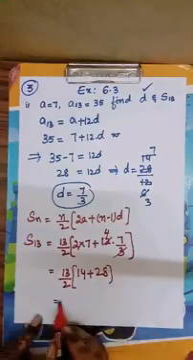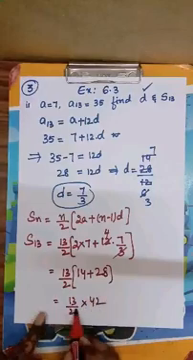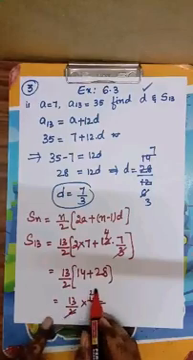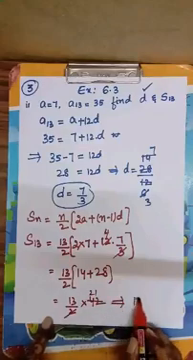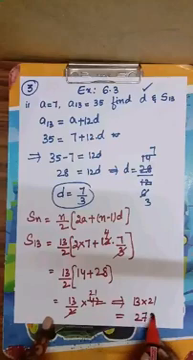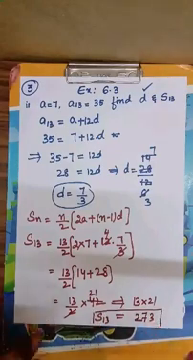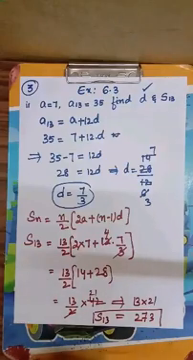That is 13 by 2 into 42. 2 ones are 2, 2 twos are 4, 2 ones are 2. Answer is 13 into 21. That is 273. So S13 value is 273. Now let's move to the next question.